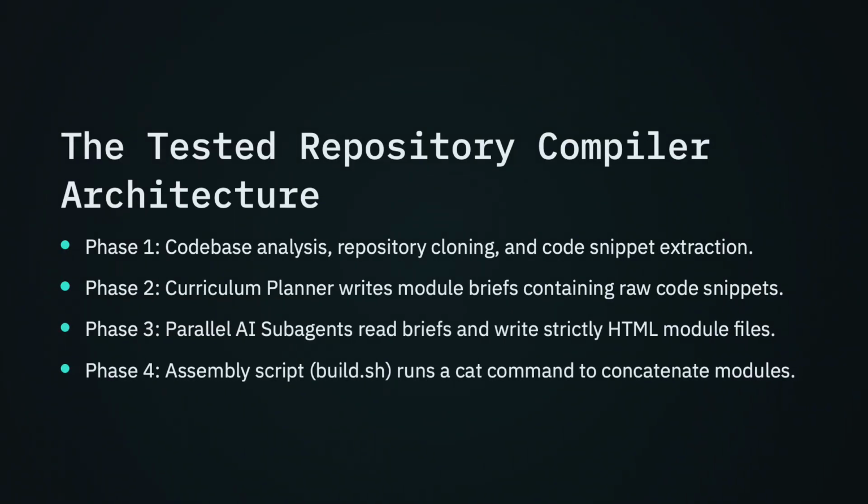To put these claims to the test, we grounded our prompt in the actual architecture of our build-and-show code compiler. In this repo, a curriculum planner writes module briefs, parallel AI subagents write individual HTML sections, and a simple shell script uses a basic cat command to concatenate them into index HTML. The subagents never touch JS or CSS. Let's see how the models drew this compiler and whether they respected our HTML-only constraints.